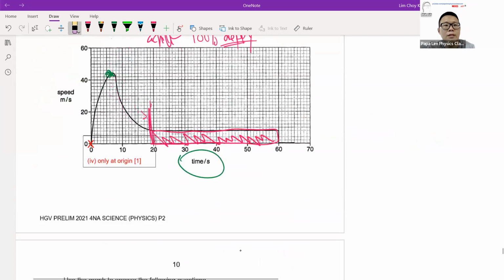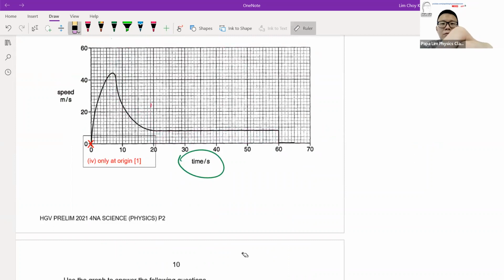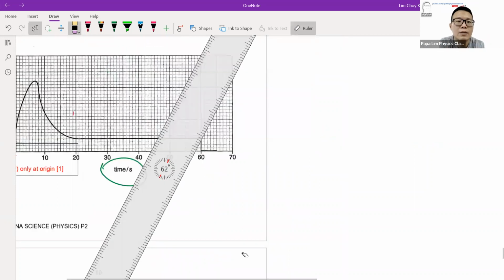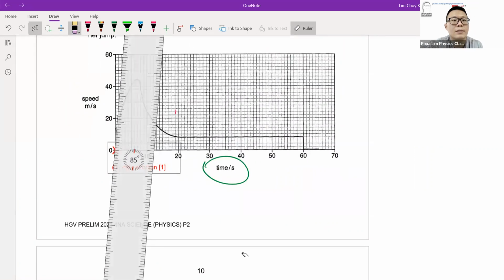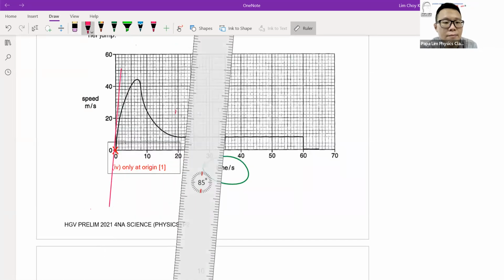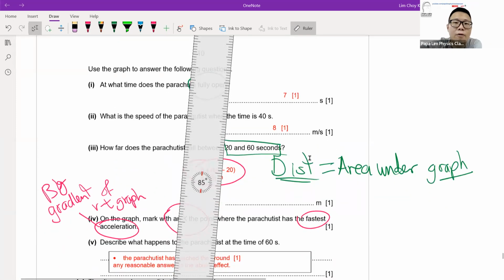Okay, for gradient, to find the steepest, you will need to find the tangent of the graph, which happens to be at the beginning of the graph here. So at the beginning of the graph, the tangent to the curve will be the steepest. The tangent here will be the gradient at the point. What point? Time 0. Okay, this will be the steepest. And because it's the steepest, it also means since gradient is the acceleration, since it's the steepest gradient or what I call the biggest acceleration, this will be the answer for part 4.